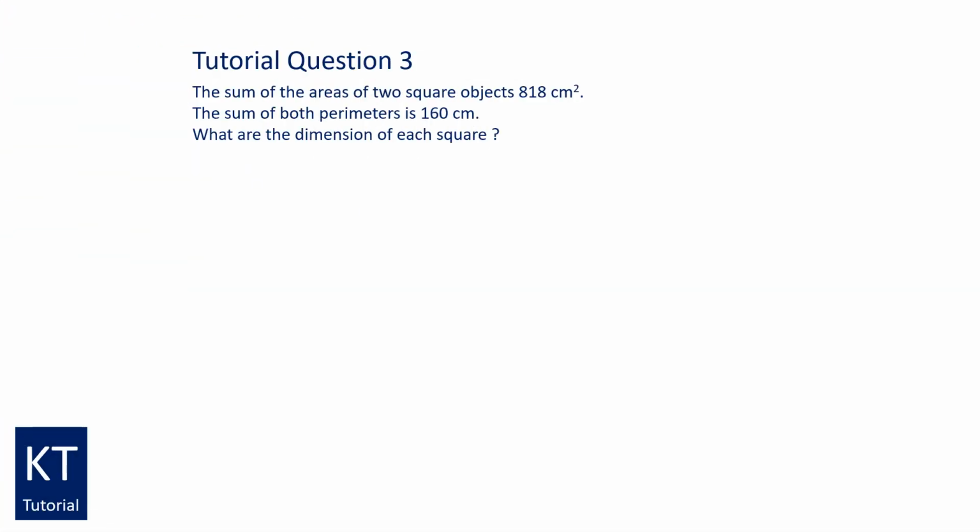Tutorial question 3 is where one can apply simultaneous equations given some sets of parameters. In this question, the sum of the areas of two square objects is stated as being 818 cm squared, and the sum of both perimeters is 160 cm. What are the dimensions of each of the two stated squares?